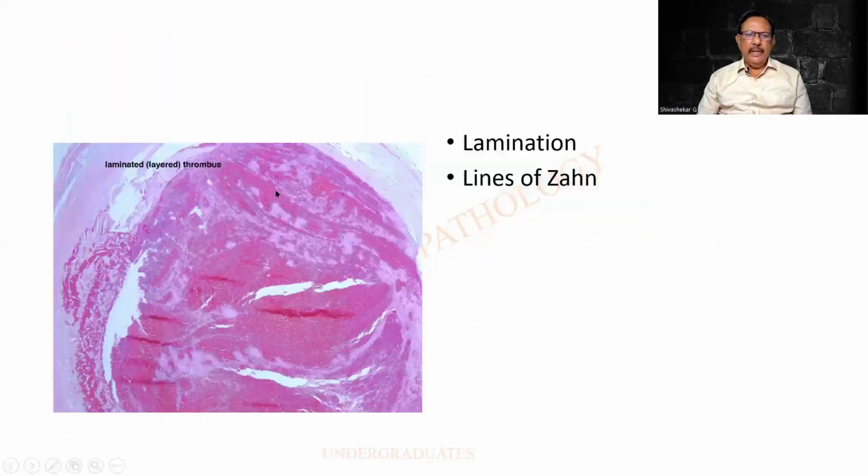The same thing, it is just to show the lines of Zahn. I am finding alternate dark and light lines. This will occur in very large blood vessels. Organizing thrombus.